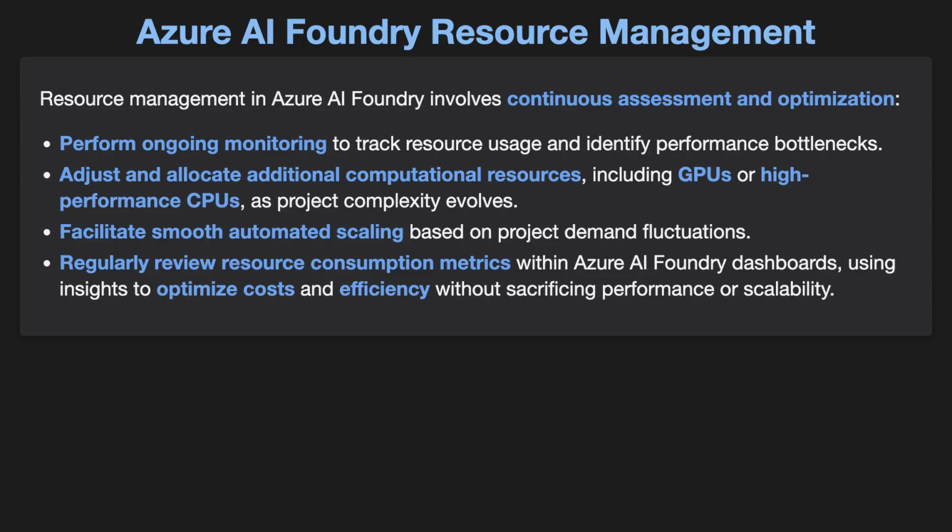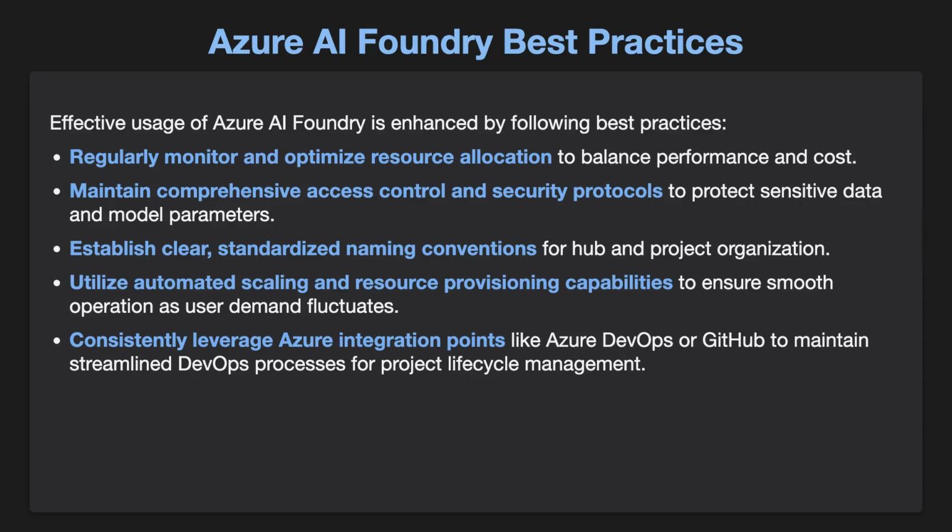Resource management in Azure AI Foundry involves continuous assessment and optimization. Perform ongoing monitoring to track resource usage and identify performance bottlenecks. Adjust and allocate additional computational resources, including GPUs or high-performance CPUs, as project complexity evolves. Facilitate smooth, automated scaling based on project demand fluctuations. Regularly review resource consumption metrics within Azure AI Foundry dashboards, using insights to optimize costs and efficiency without sacrificing performance or scalability.